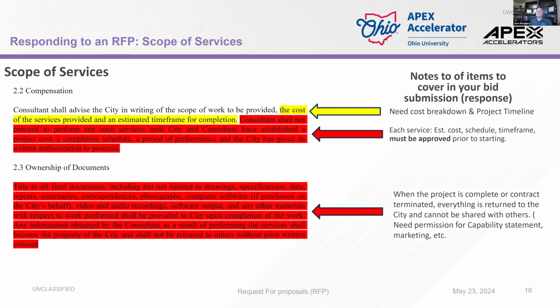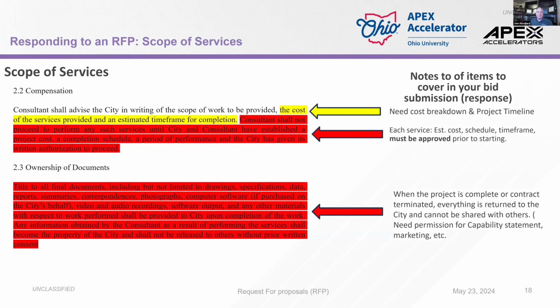Still scope of services, compensation. This is the first hint that I'm going to have to provide a breakdown of services and how much it'll cost the city. But the big red line is, notice that I can't start a project with the city, even if I'm awarded this. We can't be proactive. We have to give the city an estimate of the cost, the schedule, the time frame. It all must be approved prior to starting any project, even after we win the contract, because they have a fixed budget.